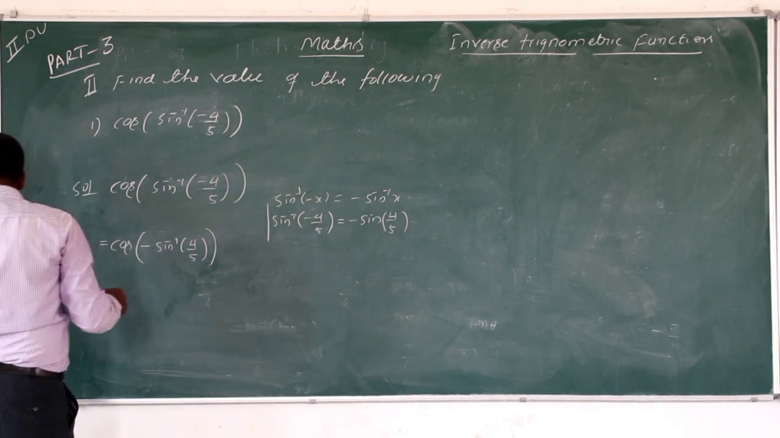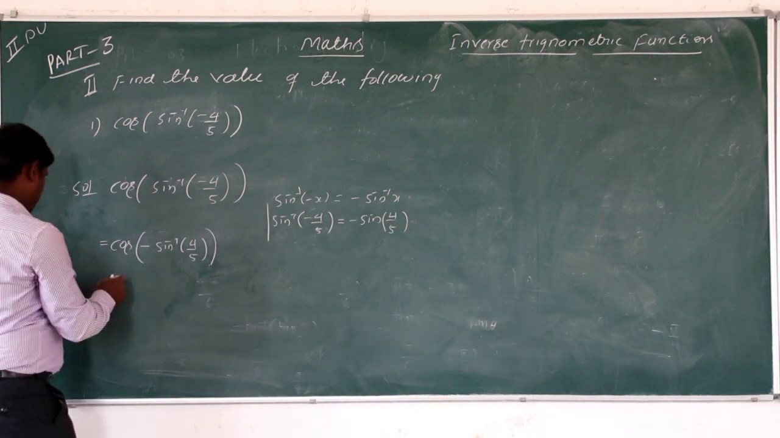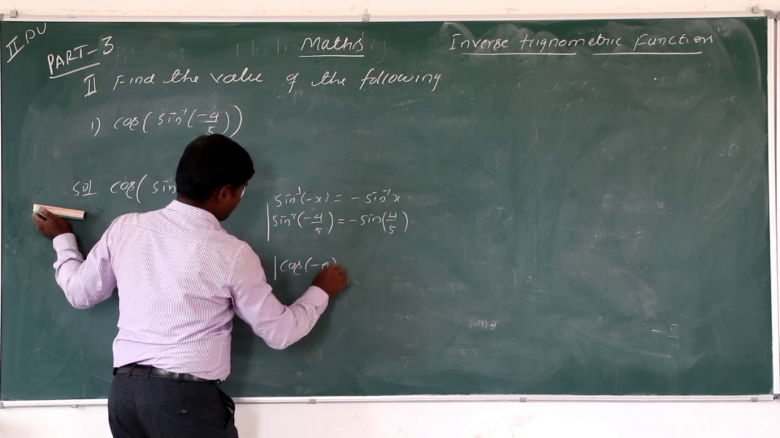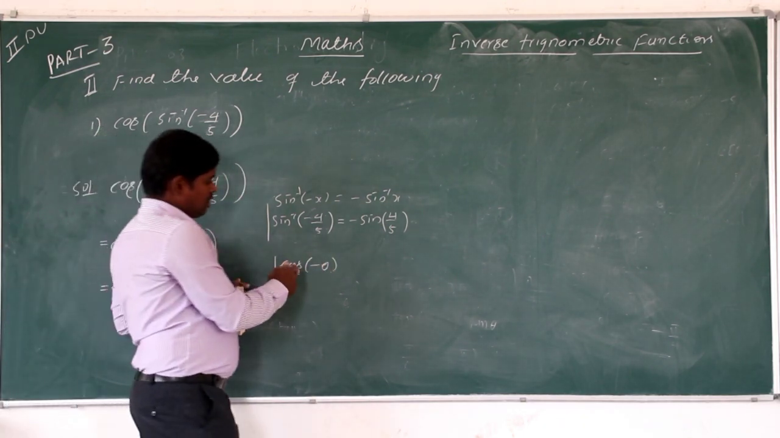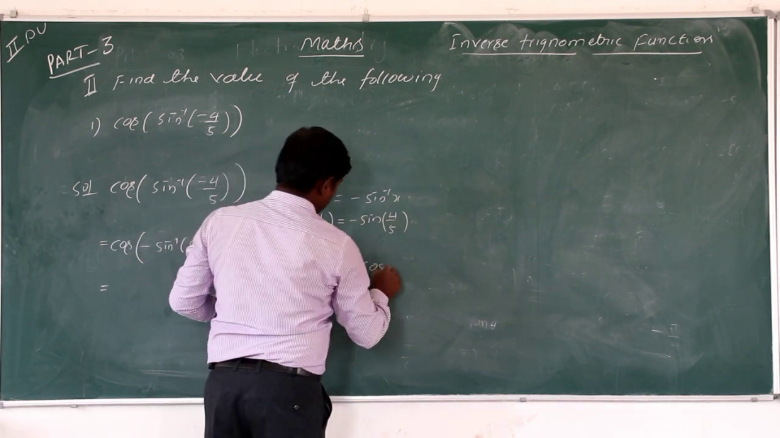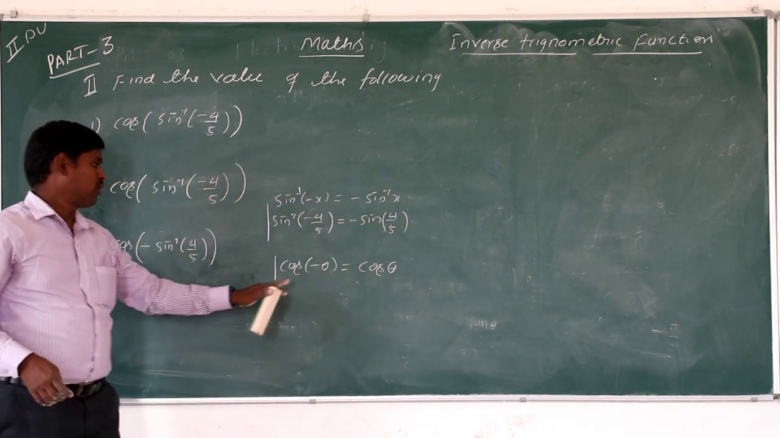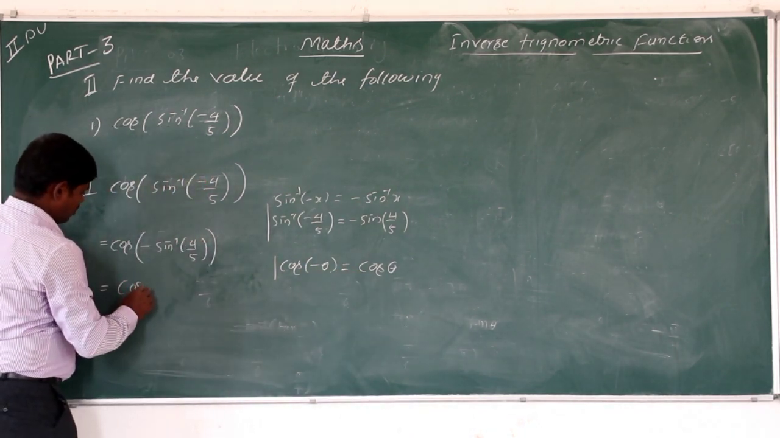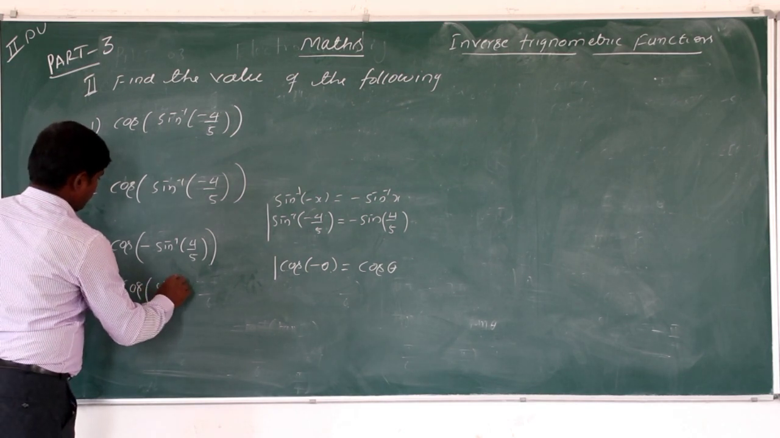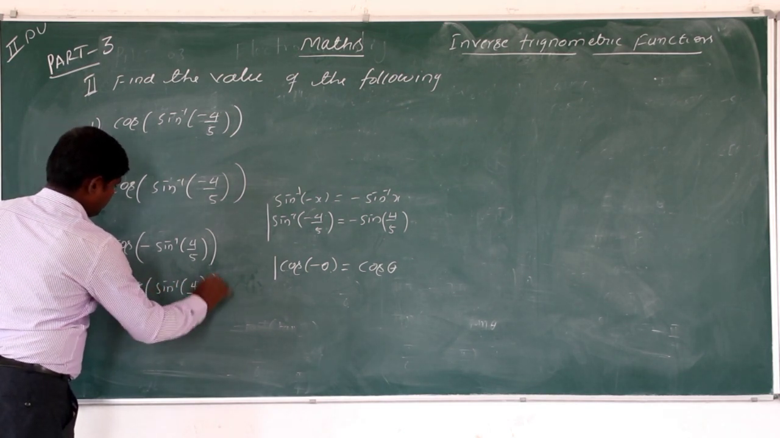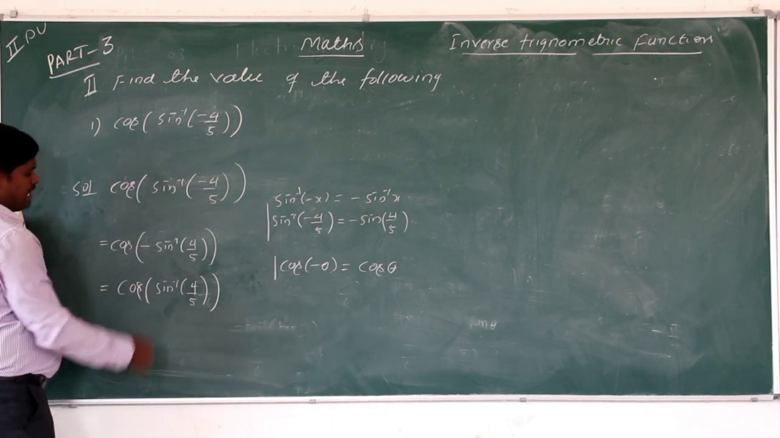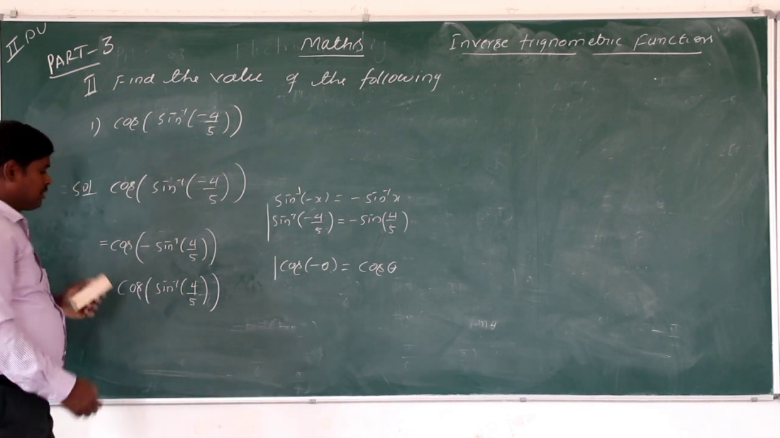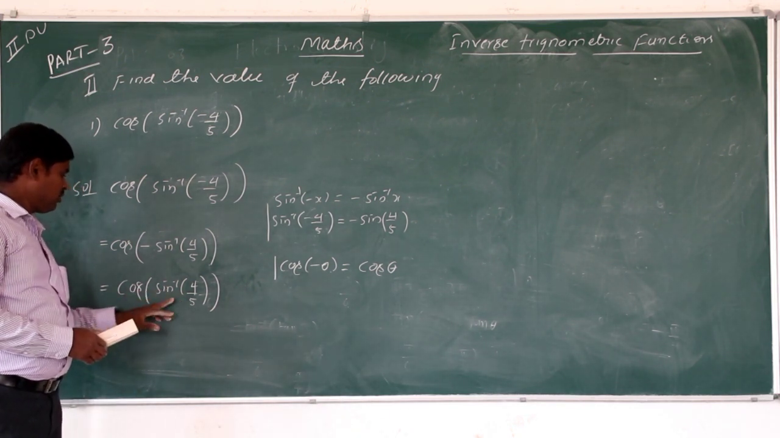Now cos of minus theta is equal to what? By the allied angles, cos of minus theta is equal to cos theta. So therefore this can be taken as cos of sin inverse of 4 by 5. Next, find the value of sin inverse of 4 by 5. It is better to change it in terms of cos, so that we can nullify these two.